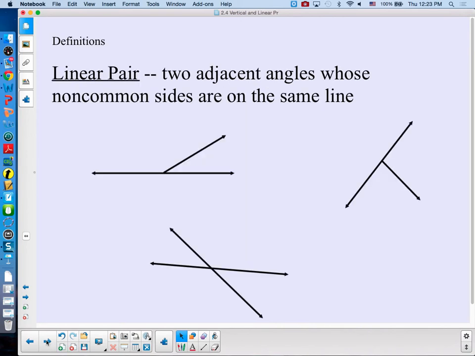A linear pair, they are 2 adjacent angles whose non-common sides are on the same line. Adjacent. They are side by side, hooked together, sharing a common ray. The non-common sides are on the same line.